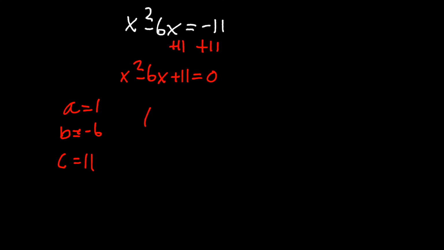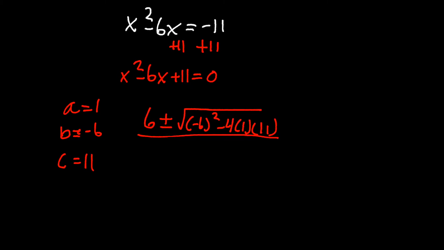Opposite of B is positive 6, plus or minus the square root of negative 6 squared, minus 4 times 1 times 11, all over 2 times 1. All right, let's take a look at this discriminant. Remember, if it's a positive number, we get 2 real solutions. If it's equal to 0, we get 1 real solution. And if it's negative, we get 2 non-real solutions. So let's see what we have here. We have 36 minus 44, which is a negative 8. So we are going to have 2 non-real solutions because the discriminant is negative.